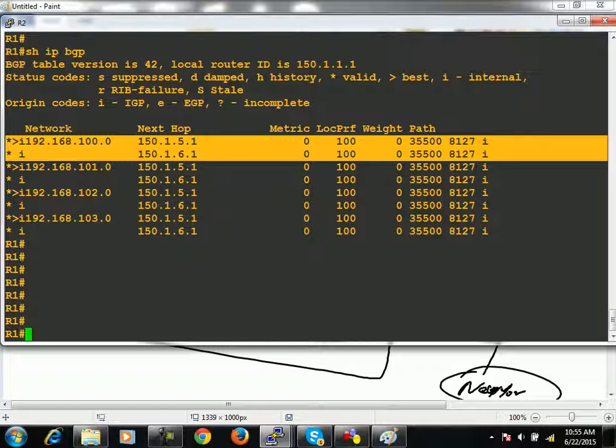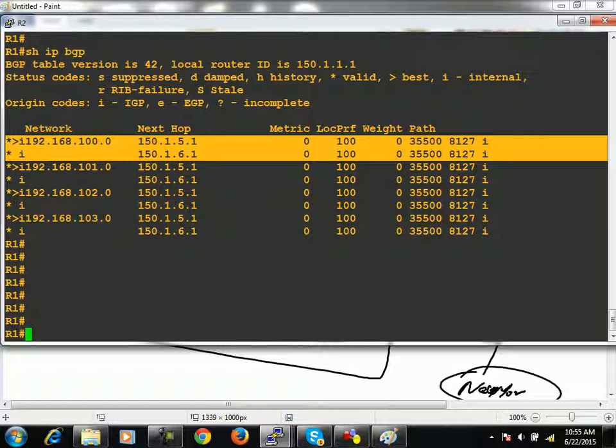Now it will calculate the total number of ASs available inside their AS path list, and here you can see that via both neighbors it has to cross the same number of ASs. Is it not? It means R1 will not be able to define its best path based on AS path attributes. So that's why it has not elected its best path yet.